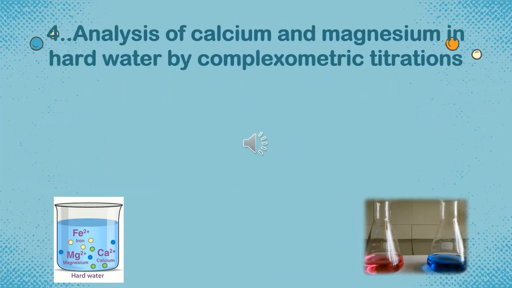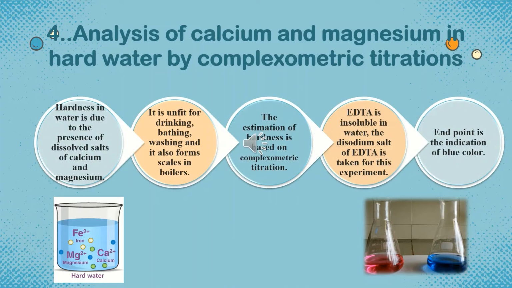Our next application is analysis of the calcium and magnesium in hard water by complexometric titration. Hardness in the water is due to the presence of dissolved salts of calcium and magnesium that is unfit for drinking, bathing, washing, and also forms scales in the boiler. The estimation of the hardness in the water is based on the complexometric titration.